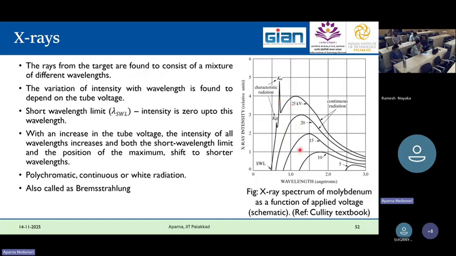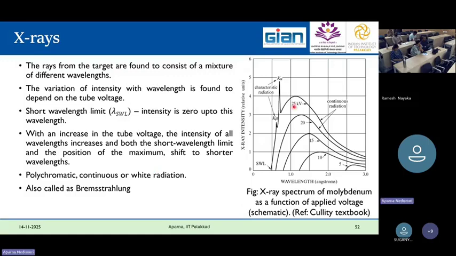One interesting thing is they have seen that this spectrum is continuous. The intensity is continuous till here, till 20 kilovolts. So at 20 kilovolts, it is a continuous polychromatic spectrum. Polychromatic means you have several wavelengths that you are capturing, or it is white radiation. This is also called Bremsstrahlung radiation, a German word for braking radiation, because it is caused by an electron that is decelerating.